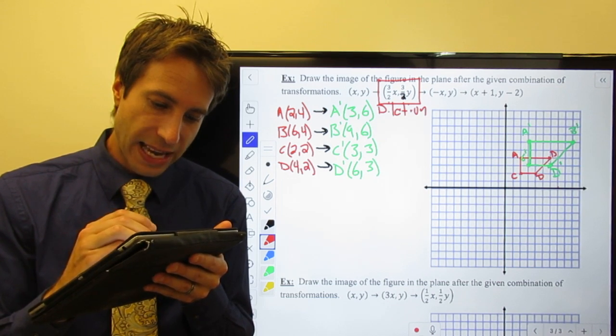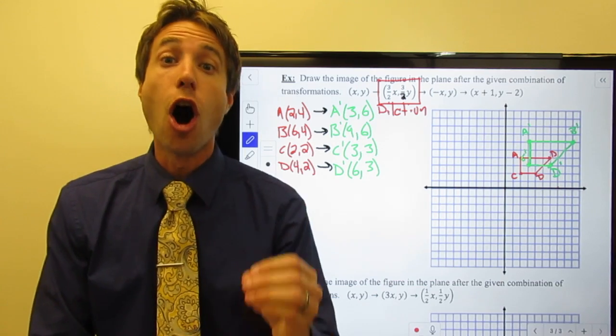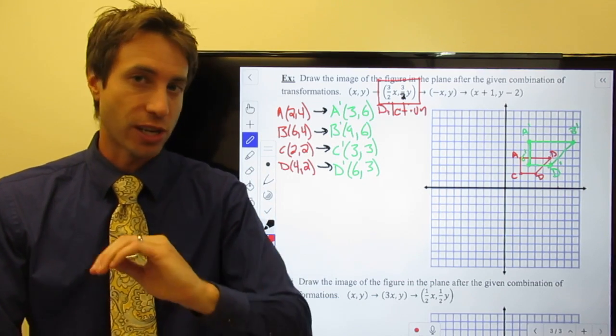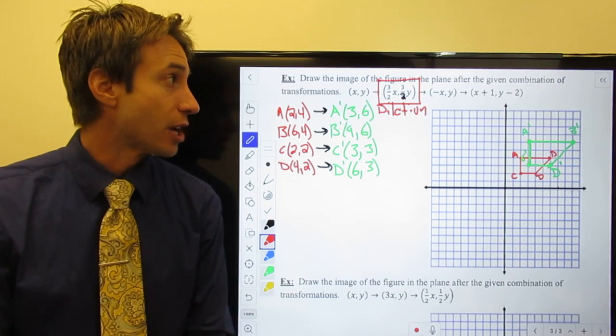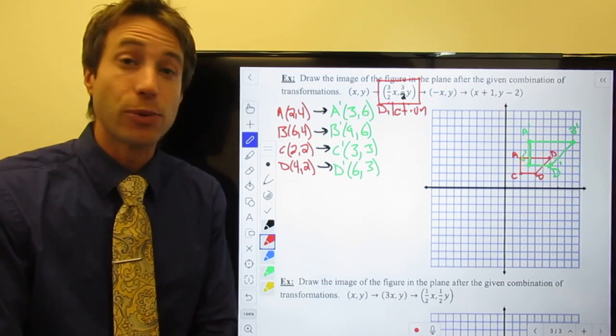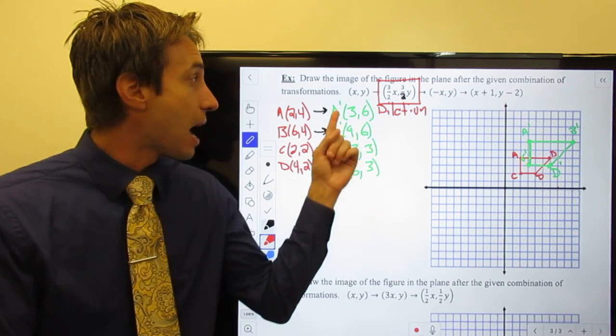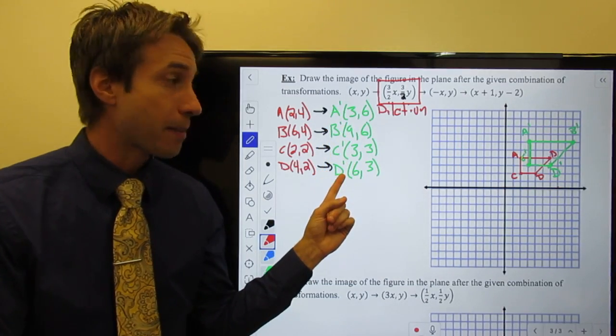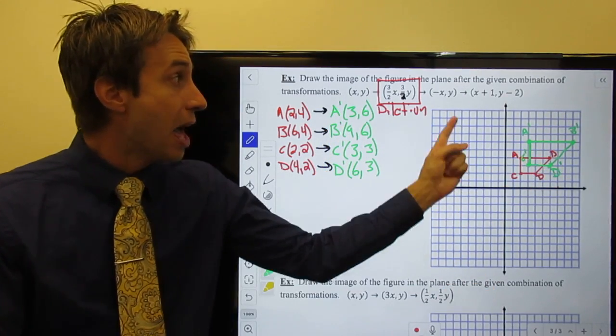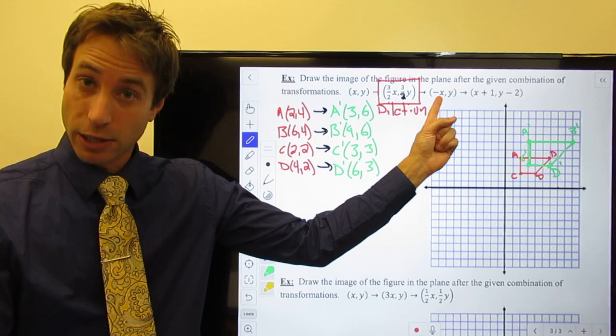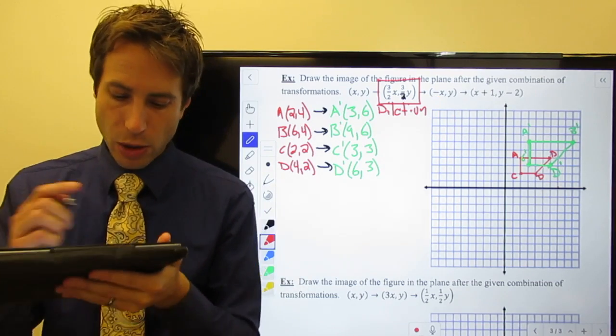And recall, a dilation is a non-rigid transformation. It does not preserve shape or size. Awesome job, guys. Here we go. Let's keep going. I'm now going to take my prime coordinates, my green triangle, and perform this transformation. Let's see how it goes.